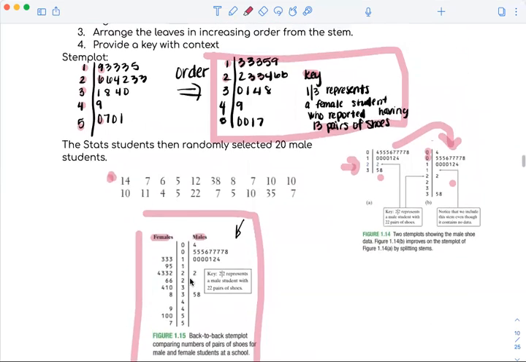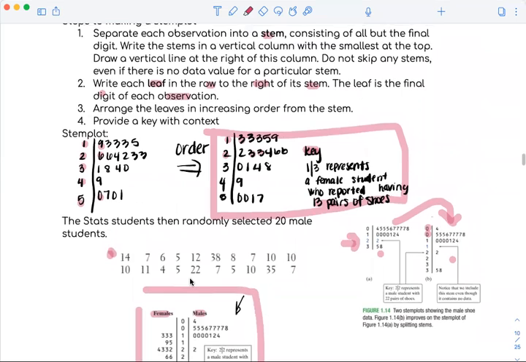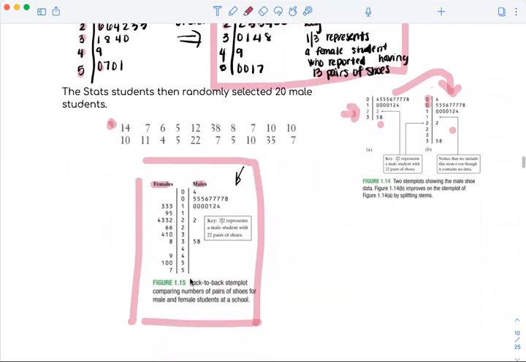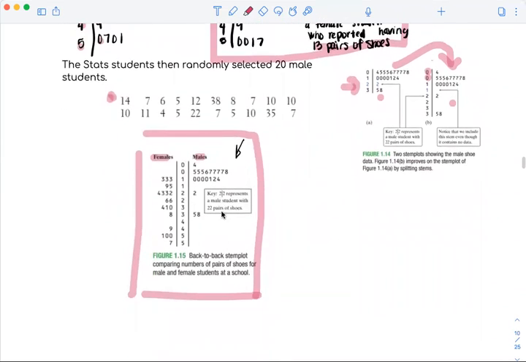And one of the things that I want to point out, I guess I forgot to put on here, is that there seems to be an association between females and the number of pairs of shoes that they own. So typically, at least for this sample, the females had more pairs of shoes than the males did. So gender and number of pairs of shoes, there's an association between those two.